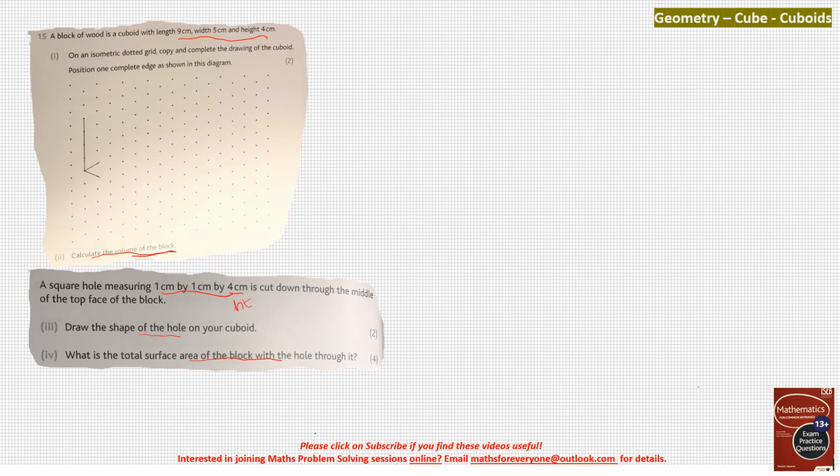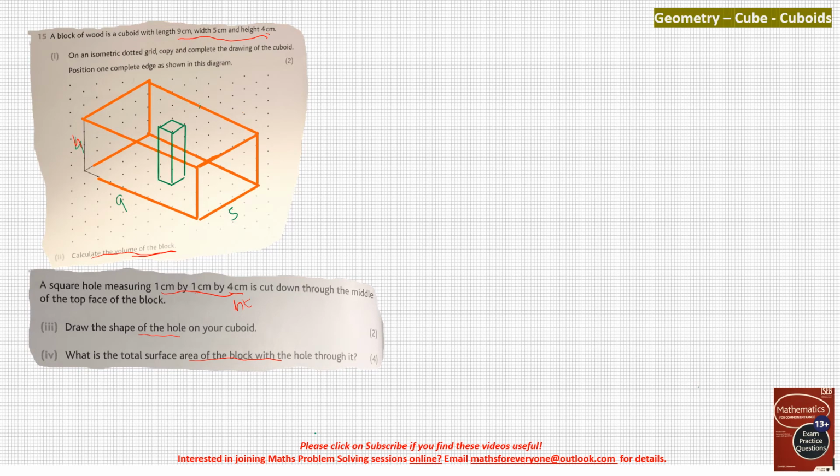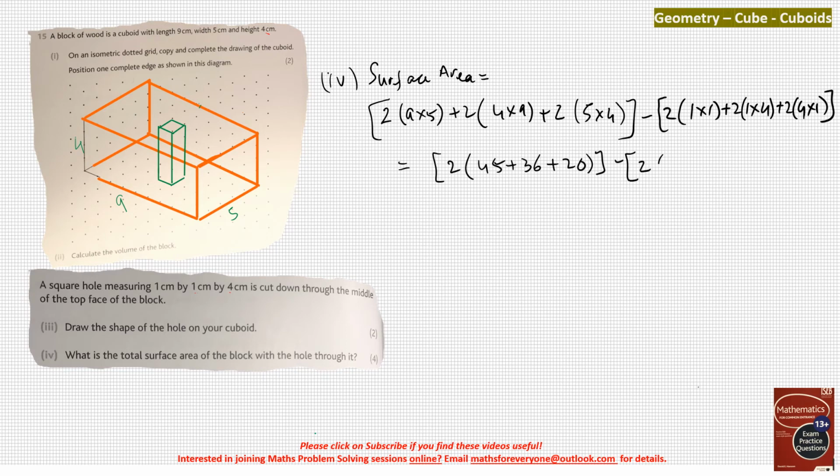So if you go forward and try to draw, remember, it's joining dots. This is 4, right? They have given us the height 4. So this is how I've done the next one. That's what the cube and the hole that's drilled through it is going to look like. And then the surface area is going to be this if you subtract. So that's this question done.